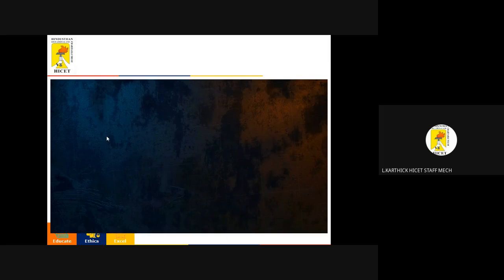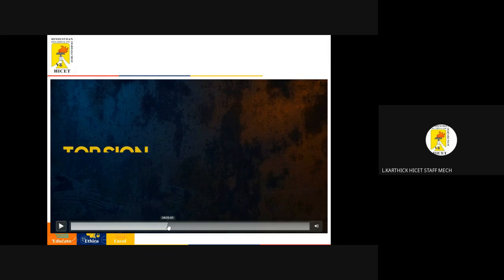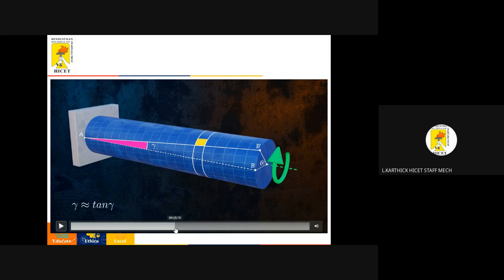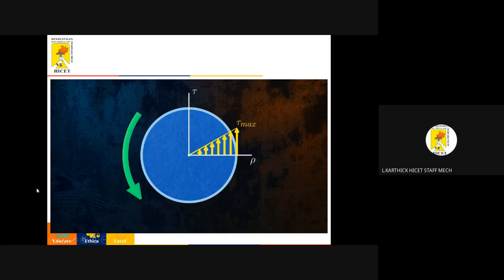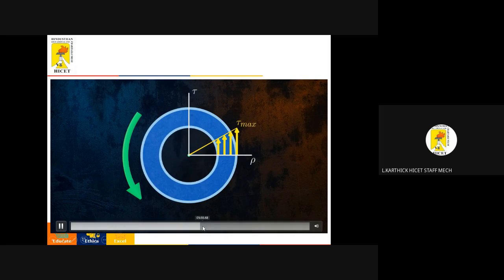So in that video, they mentioned another important thing, which I will explain regarding the solid shaft as well as the hollow shaft. Look at this. This is the shear stress, which increases from here to here. This is in a solid shaft. If it is a hollow shaft, the shear stress increases from here to here.